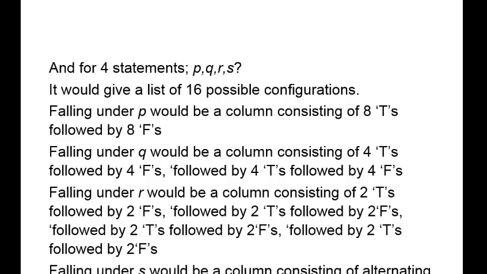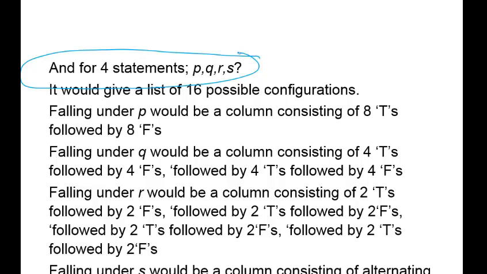So how about for 4 statements, P, Q, R, S? Then we've got a list of 16 possible configurations. Falling under P would be a column consisting of 8 T's and 8 F's. Under Q would be 4 T's, 4 F's, 4 T's, 4 F's. Under R would be 2 T's, 2 F's, 2 T's, 2 F's, 2 T's, 2 F's, 2 T's, 2 F's. And falling under S at the end would be a list of 16 truth values alternating TF, TF, and so on.